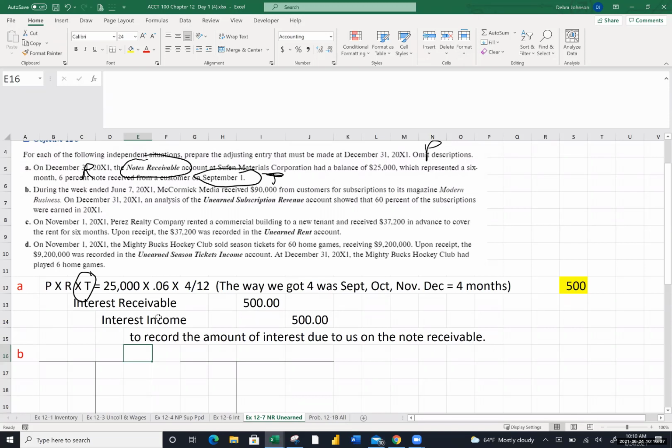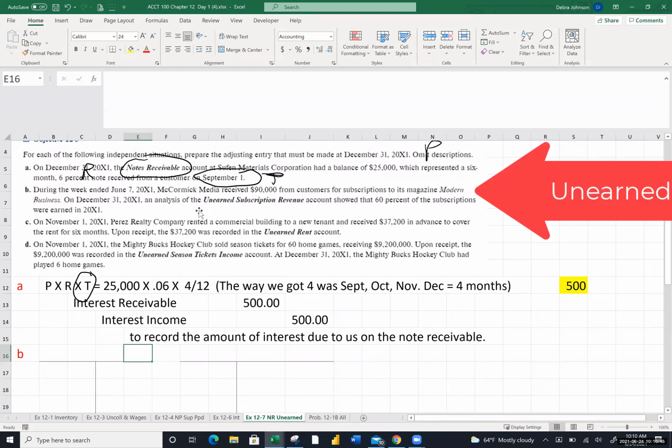The main reason I chose this problem is for these unearned accounts that are coming next, because that's where students have trouble understanding the concept of this unearned account. It's brand new to us. Remember what we said in the lecture. Unearned accounts, unearned revenues, they're called. They're liability accounts. They're used when money is received ahead of when it's earned.